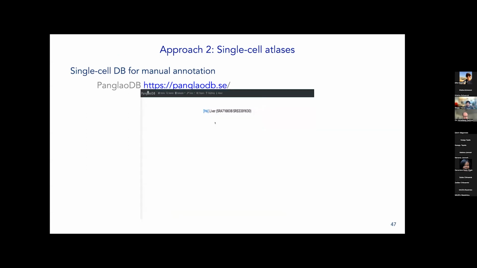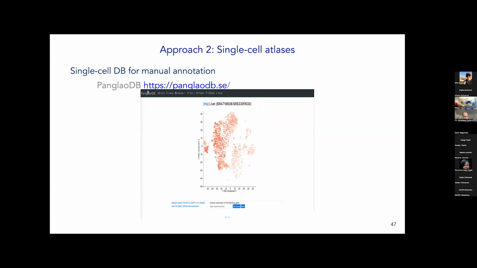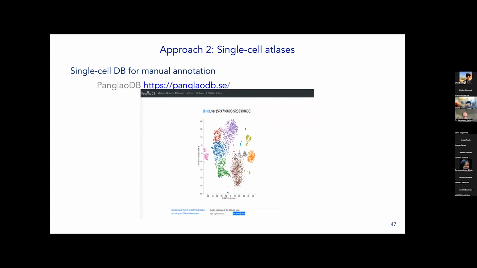And this is a good way to try to figure out, hey, I have this. Does this cell type make sense? Where was it reported before? Oh, wait, this is a liver sample. I'm working with a liver sample, then it makes sense.